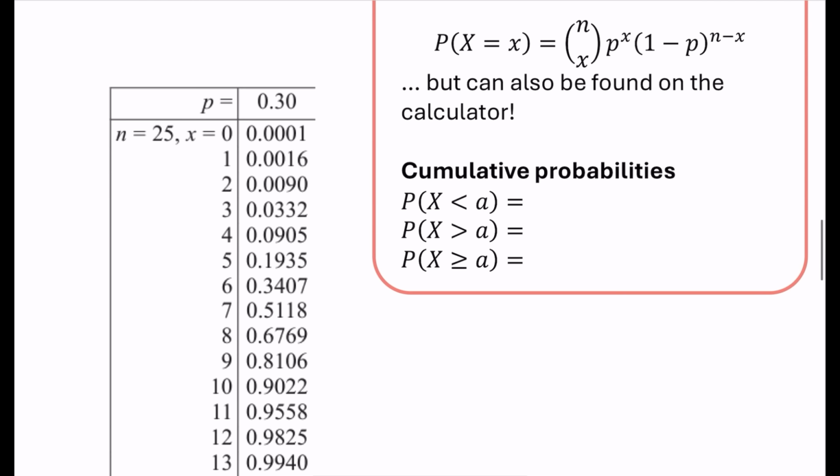And then last of all, we need to calculate cumulative probabilities. So we're saying, what's the probability that x is less than a or greater than a, or this one here. Now, the one I haven't included is the probability that x is less than or equal to a. That is literally just the cumulative distribution mode for the binomial on your calculator. So that's the easiest one to find. Nothing needs to be changed about it.